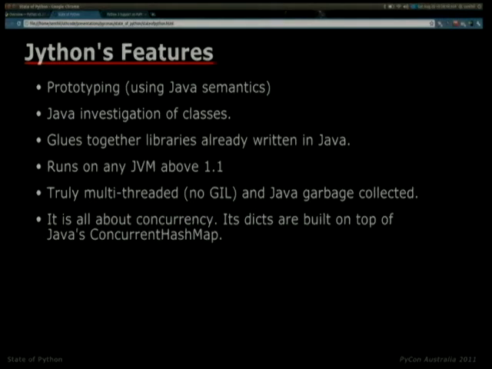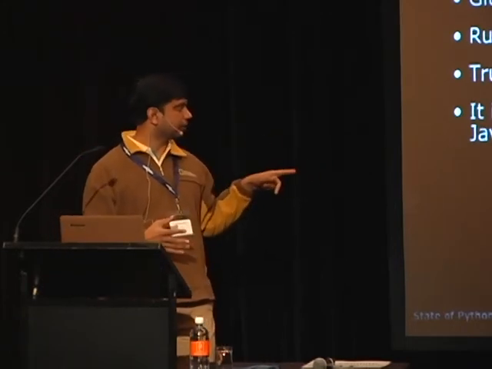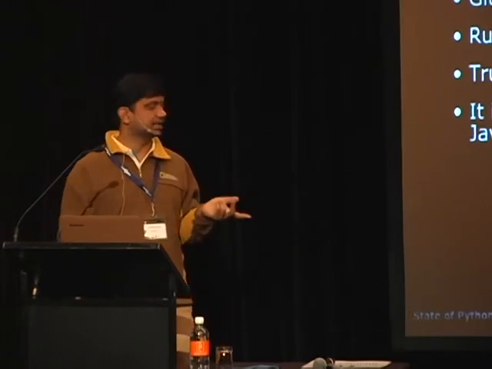And one of the features is prototyping, in terms of writing a small Java code. Investigation of classes, you can do that. And it glues together with libraries already written in Java. So you can write a part of a program which is Python-like, and then you have libraries written in Java, and you can mix them together. It runs on any JVM above version 1.1. It's truly multi-threaded because of the Java HotSpot, which removes the GIL. So you have an application which is GIL-free. It's all about concurrency. Dicts are built on top of Java's concurrent hash map.